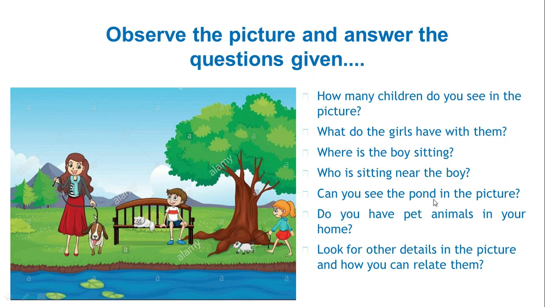Can you see the pond in the picture? Yes, the pond is in front of the girl, or the pond is beside the lake. Beside it, you can say it's a park or a ground. Then, do you have pet animals in your home? This is the creative question that you can also add. Do you have pet animals, or what is your liking? Do you like pet animals or not? Look for the details in the picture and how you can relate them.